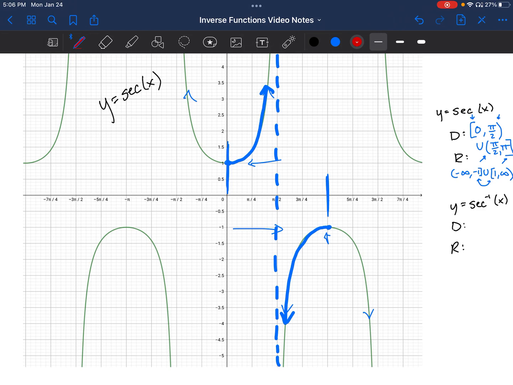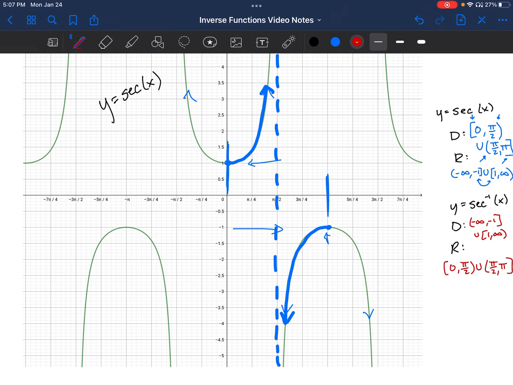So the domain will be from negative infinity to -1 with a bracket, union 1 to infinity. For the range, it'll be 0 to pi over 2, parenthesis, union pi over 2 to pi with a bracket.